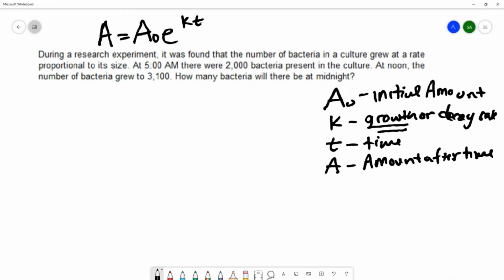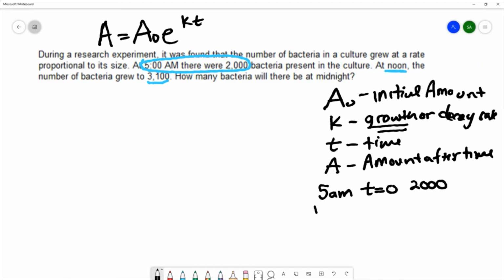So we need to find the growth rate. And with the information that was given here, at 5 a.m., there were 2,000 bacteria. And then at noon, we have 3,100. So we have at 5 a.m., which we'll consider our initial time, we have 2,000 bacteria.